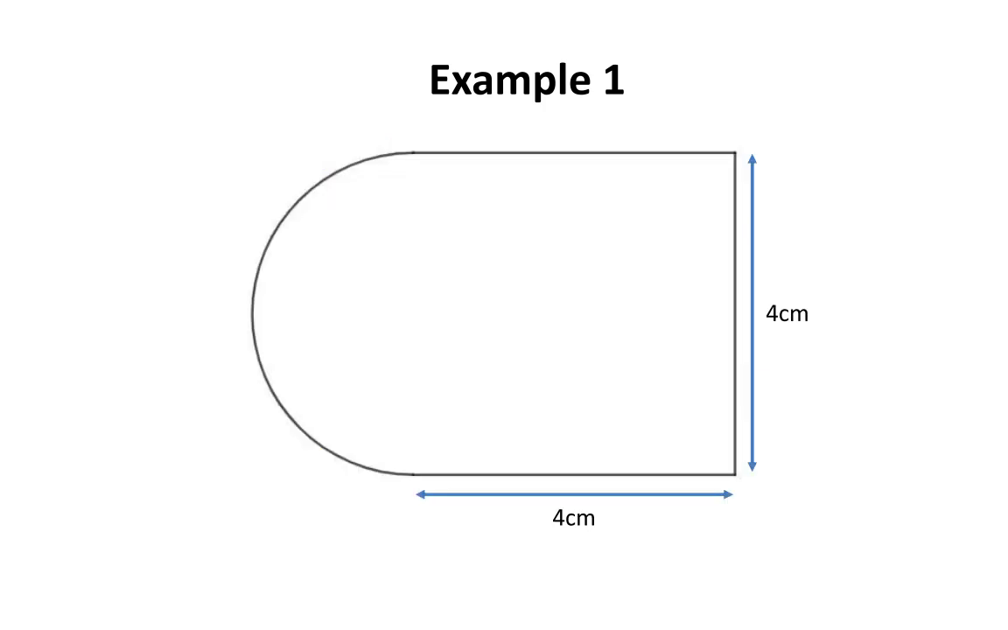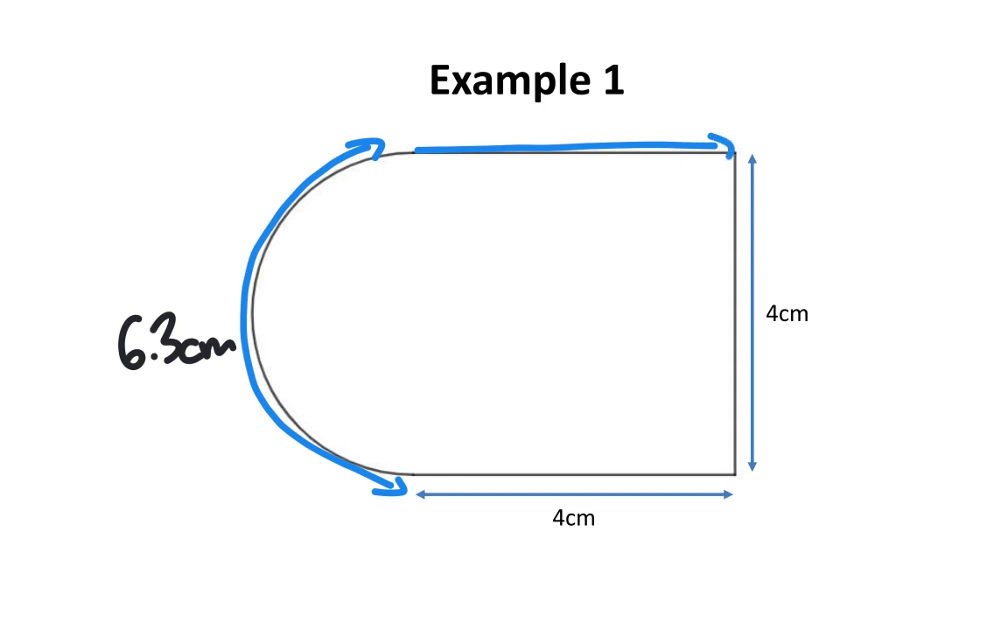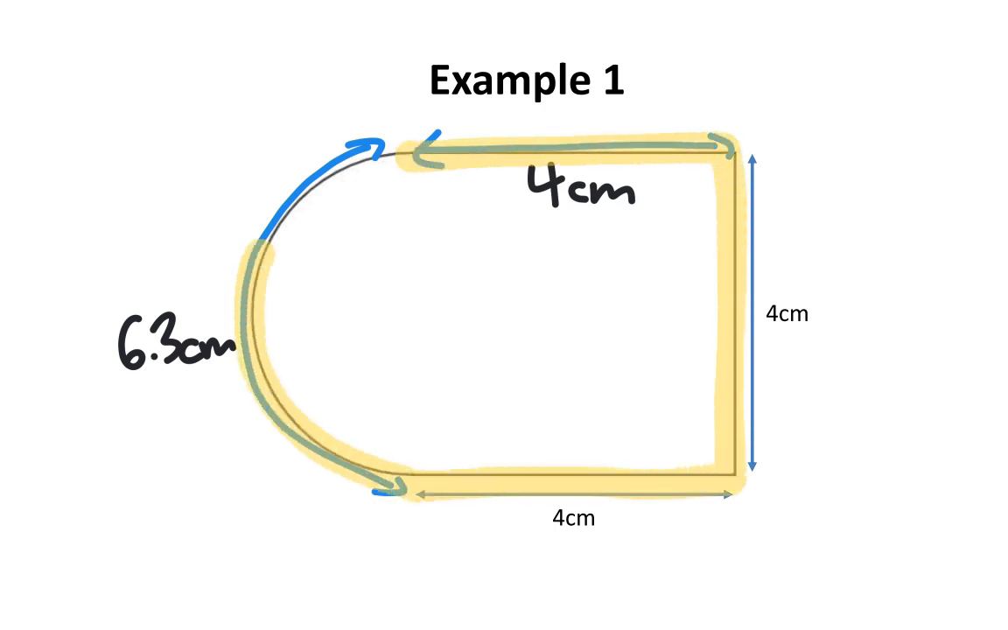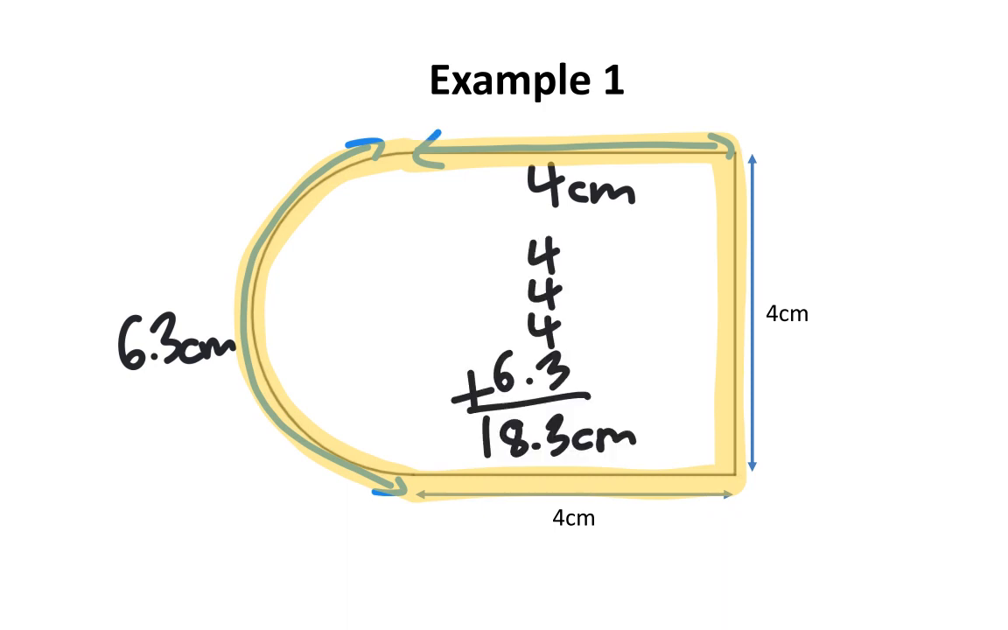Looking back at our original diagram, we now know the length of this half circle to be 6.3 centimeters. And we already know that this length was 4 centimeters. Since we know the length of the sides of the square as well as the length of this half circle, all we need to do is add them up to find the perimeter. I've gone ahead and done that already for you. Therefore, the perimeter of this composite figure is 18.3 centimeters.